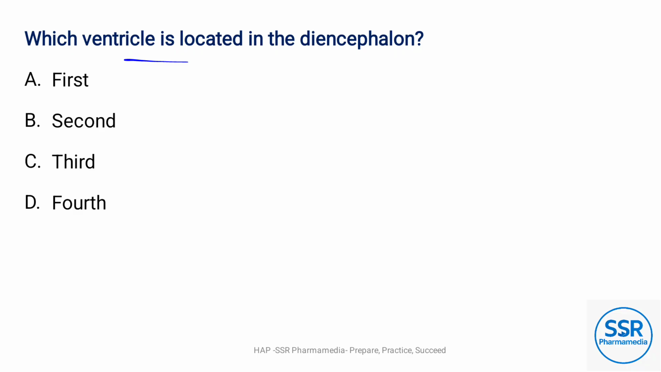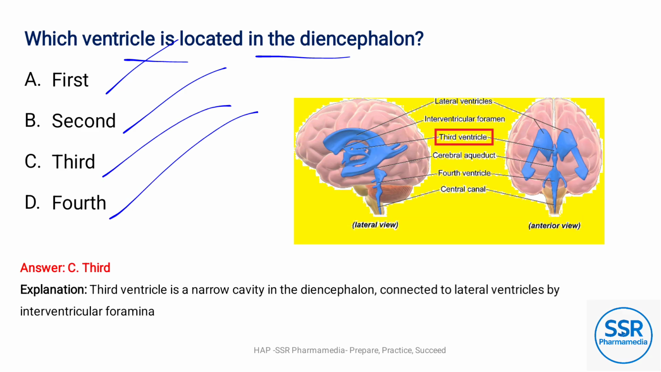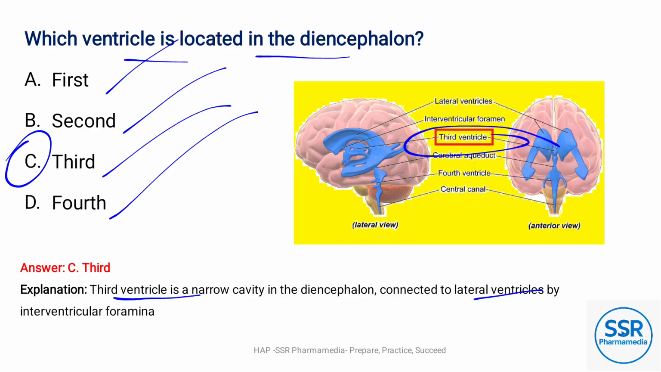Next, which ventricle is located in the diencephalon? Option A first, option B second, option C third, option D fourth. The answer is option C, third. The third ventricle is a narrow cavity in the diencephalon. It is connected to the lateral ventricles by the interventricular foramina.